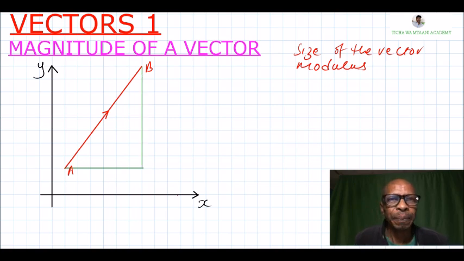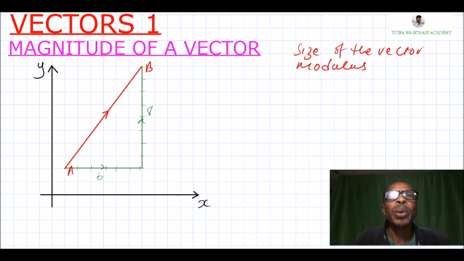Here the component like that is actually 6. So we have 1, 2, 3, 4, 5, 6. We have 1, 2, 3, 4, 5, 6, 7, 8. So 6 and 8 are the components of the vector.